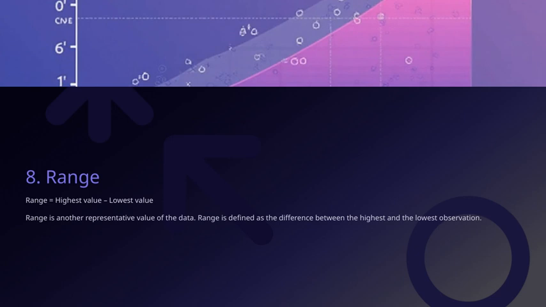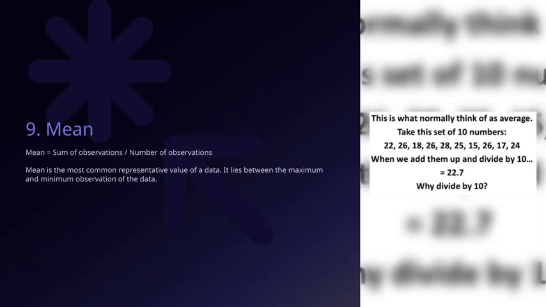Remember, the range is just one way to describe data variability, and it connects to our broader theme of understanding data characteristics. Let's talk about the mean, which is one of the most common measures of central tendency. The mean is calculated by taking the sum of all observations and then dividing that by the number of observations. In simple terms, it's like finding the average.